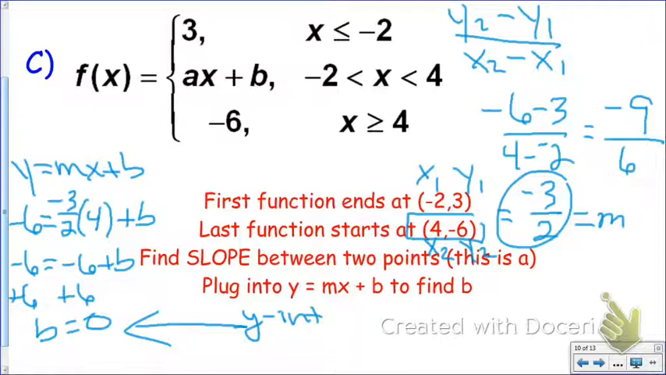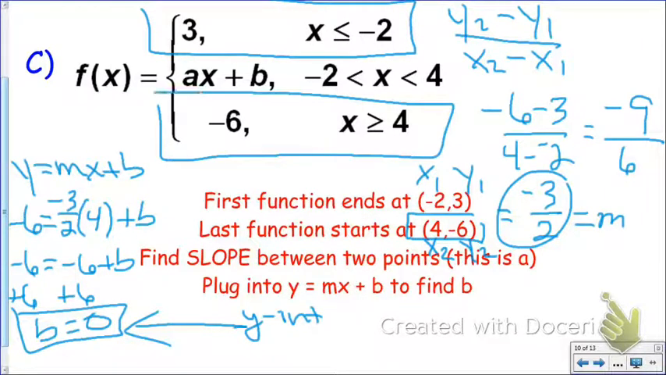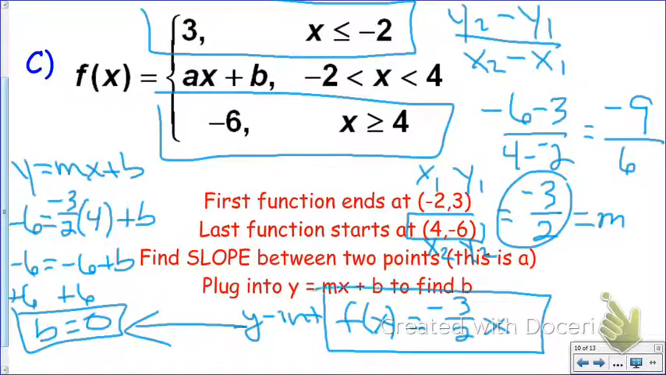This particular function crosses the y-axis at 0. So I now have my b value, I have my m or my a value, so the linear equation that connects my first and my last function is going to be f of x is equal to -3/2 x. You can put the plus 0, but it's irrelevant. So that is the function that will actually make our piecewise function continuous and connect my first and last functions.